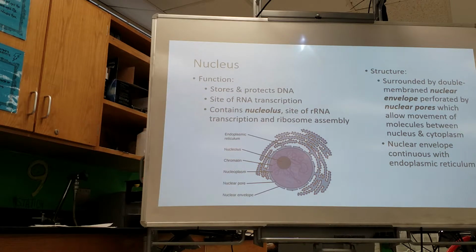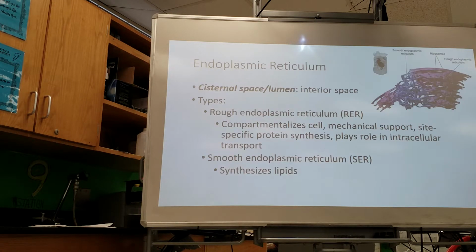So the nucleus, we know what it does. It is where you transcribe RNA. It is where you store DNA. It's also got this little guy in the center called the nucleolus or nucleolus, depending on how you want to say it. That's where you make ribosomal RNA and ribosomes. So they're made in the nucleus and then spat out into the cytoplasm. And it is physically continuous with the endoplasmic reticulum. So you can move directly from the nucleus into the endoplasmic reticulum.